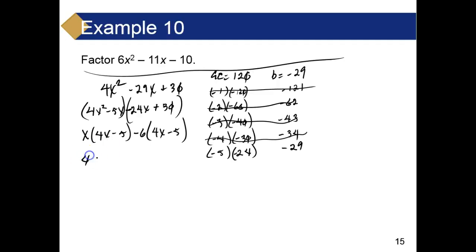4x minus 5 is a common factor. Binomial factor, but fine. Times x minus 6, and then we can check it by FOILing. 4x times x, sure enough, is 4x squared. Minus 24x, minus 5x, sure enough, it's minus 29x, plus 30. Yes, we did it.